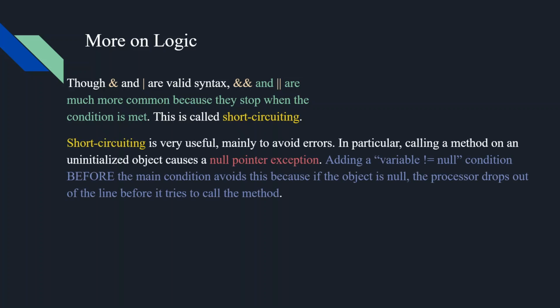In particular, calling a method on an uninitialized object causes an error known as a null pointer exception. Adding the statement variable is not equal to null before the condition and using an && makes the program drop out of the condition when the variable is null, preventing this error from occurring.